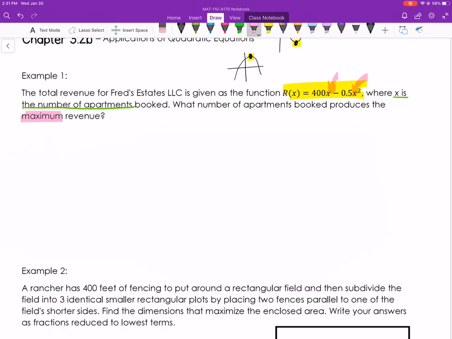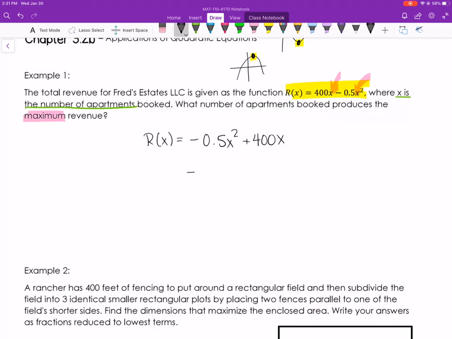So I'm going to take this function, and I'm going to find the vertex of it. I'm going to go ahead and rewrite the order so it looks like the standard form that we are used to. So I've got standard form. I need to find my vertex, which is negative b over 2a. I have negative 400 over 2 times a. Well, that gives me negative 1 on the bottom, which is 400.